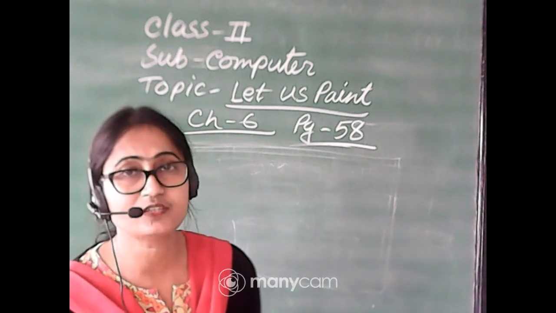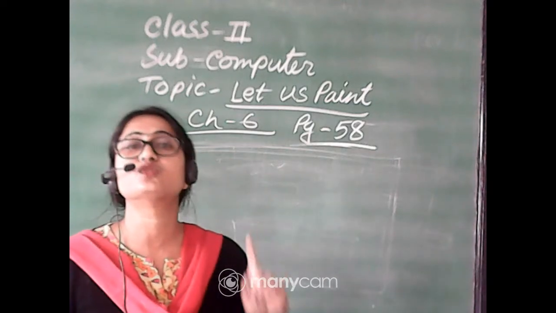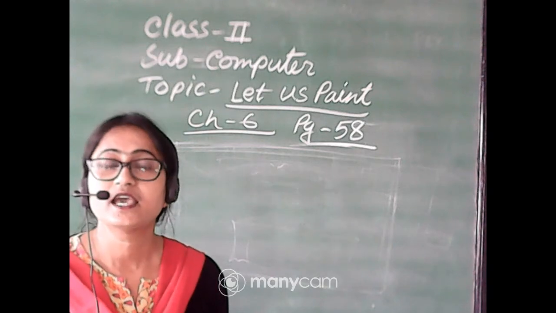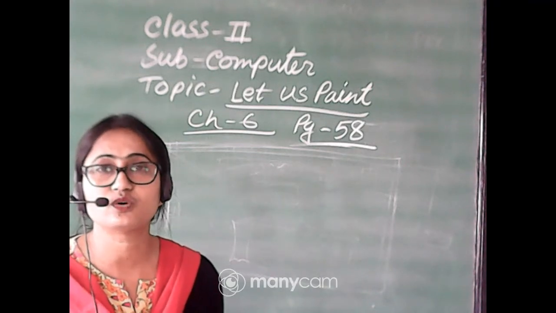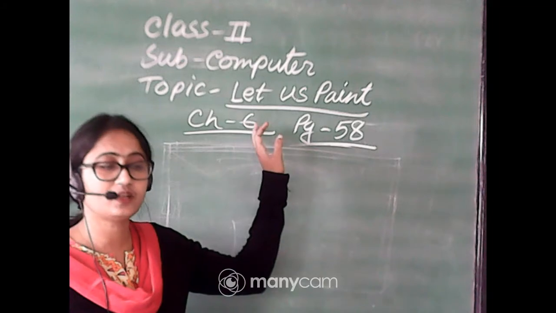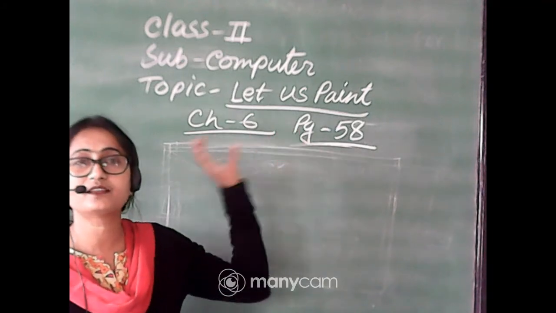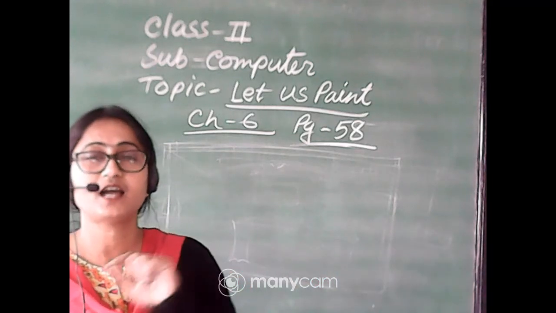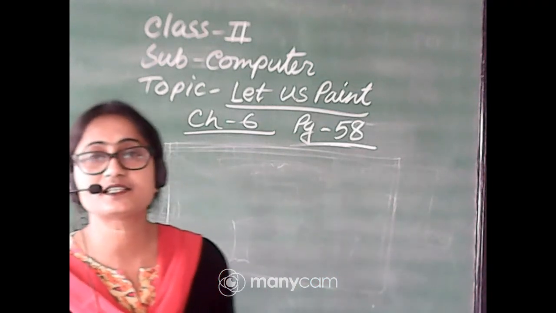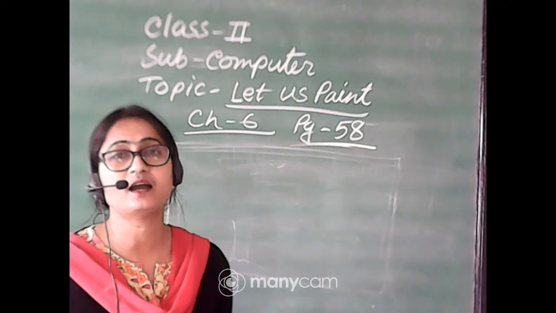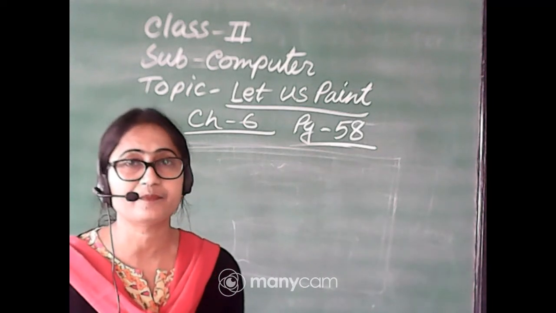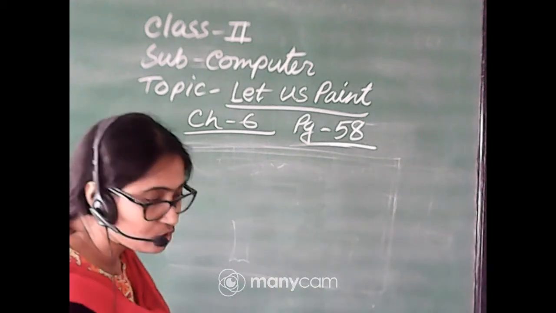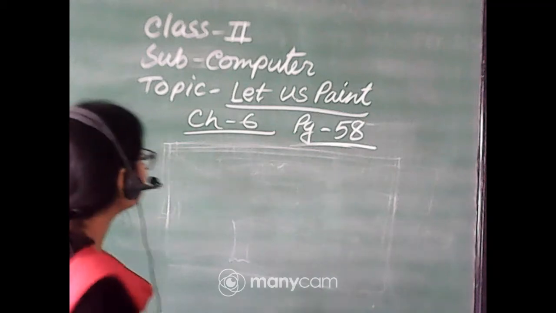You have to follow these steps. First you have to select the tool. If you want to apply the pencil tool, you have to select the pencil tool. Where is it? It is under the tools group. First you have to click on the Home tab. Under the Home tab there are different groups available: the tools group, the shapes group, the colors group, brushes and everything are present under the Home tab. First you have to click on the pencil tool from the tools group.